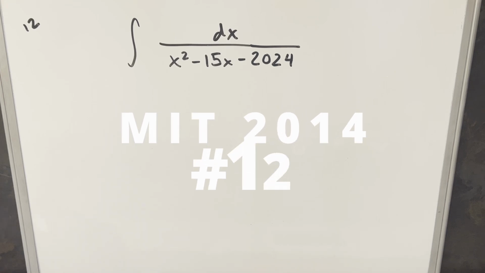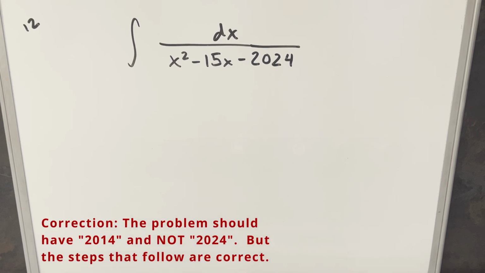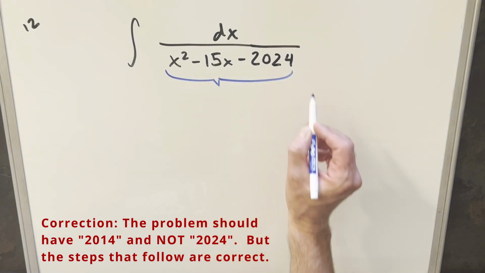Today we're going back to the MIT integration bee from 2014, problem 12. We have the integral of 1 over x squared minus 15x minus 2024 dx. Okay, to get started with this, I definitely want to factor this denominator. I don't really know what else to do.